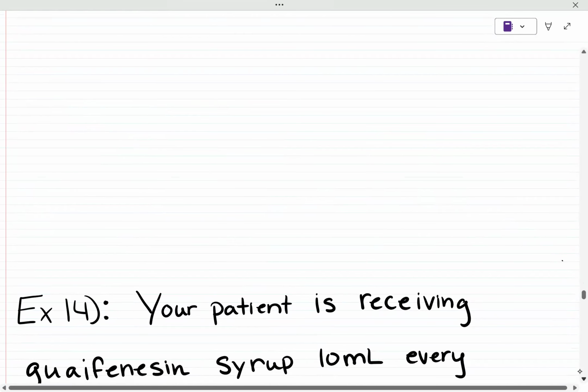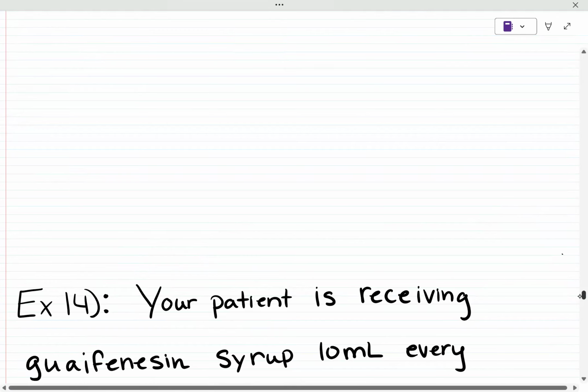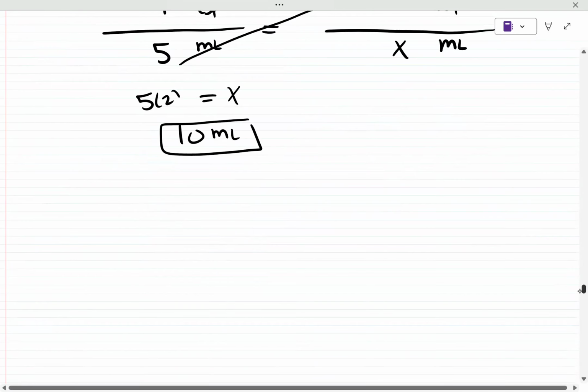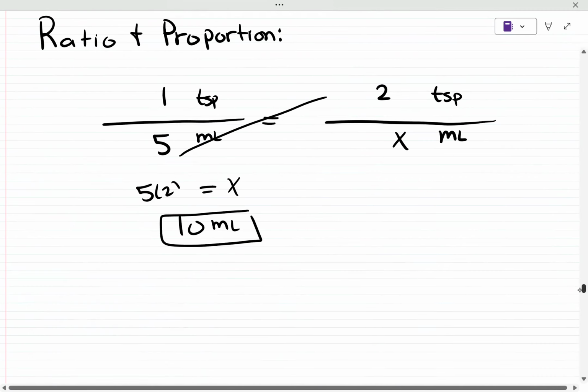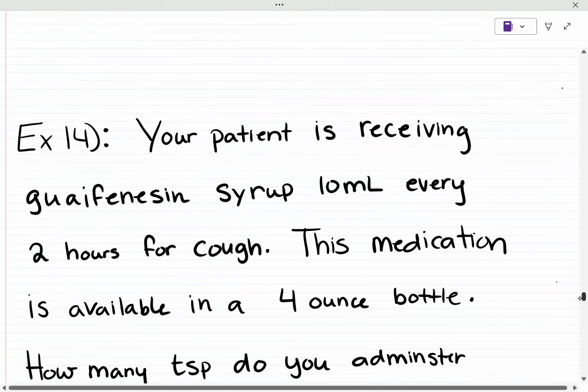What about 13B? Did I skip it? Oh, okay, we did 13B down there. Okay, let's move on to 14.